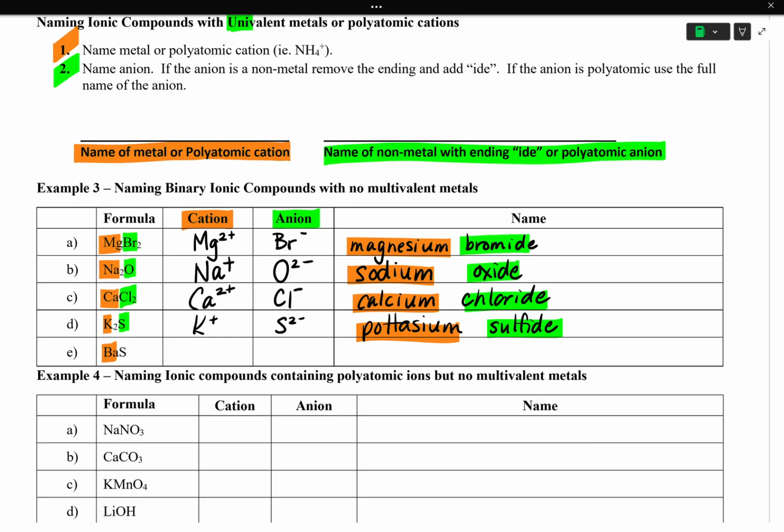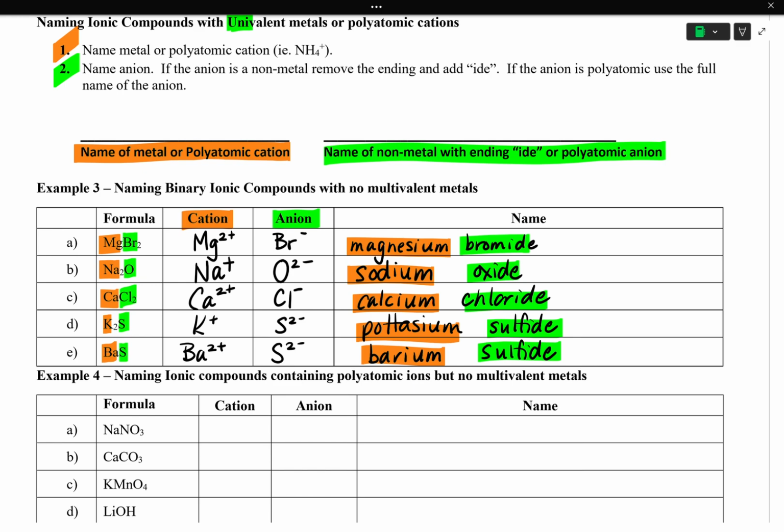Ba is barium. There's 1 of them, but its charge is 2 plus, because remember we look for that charge on the periodic table. There's 1 sulfur. It is S2 negative. We have barium sulfide. Okay, 3 different ionic compounds, all dealing with univalent, so no multivalence.